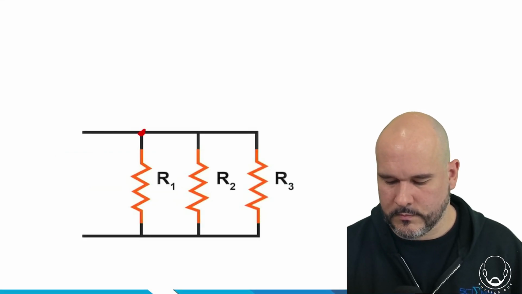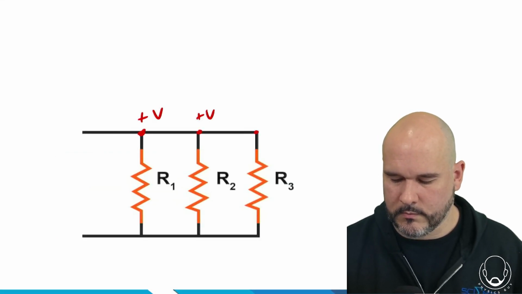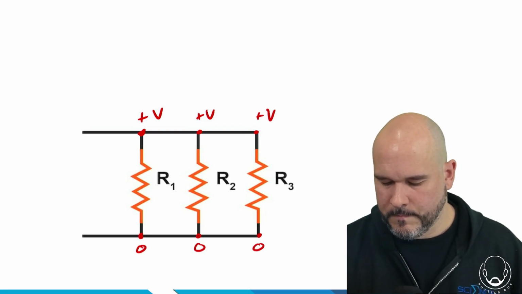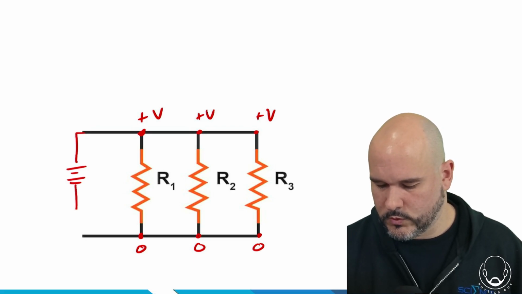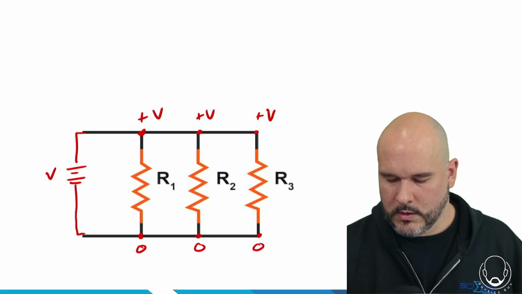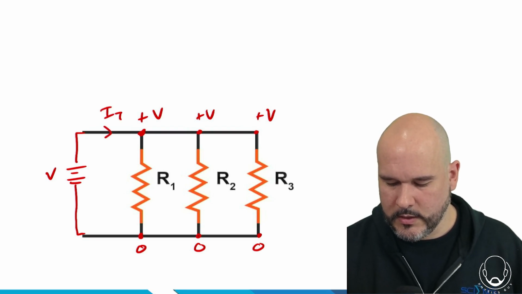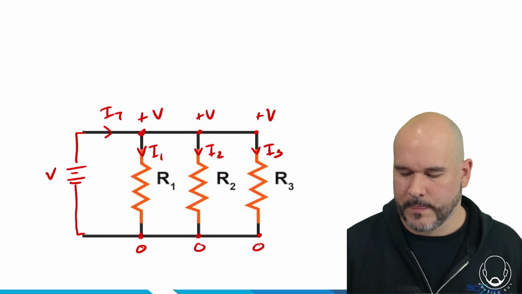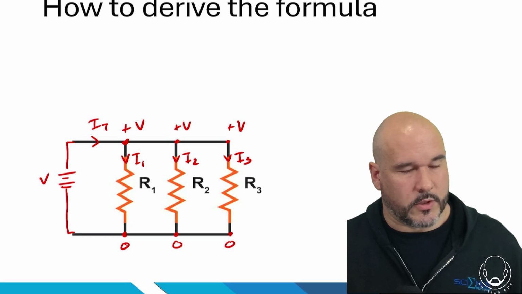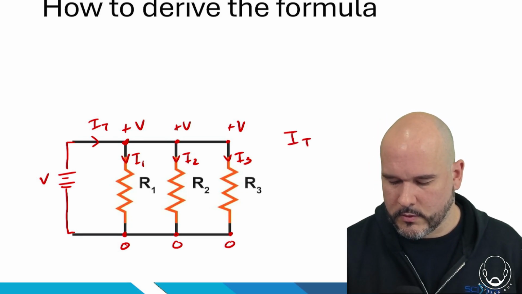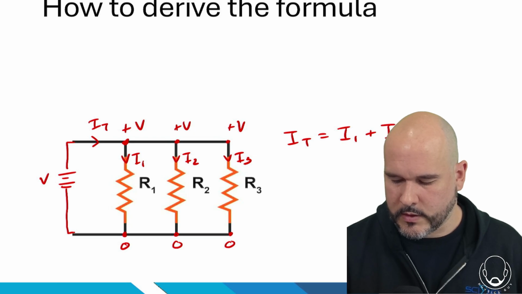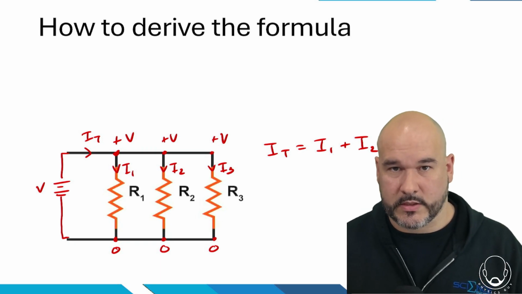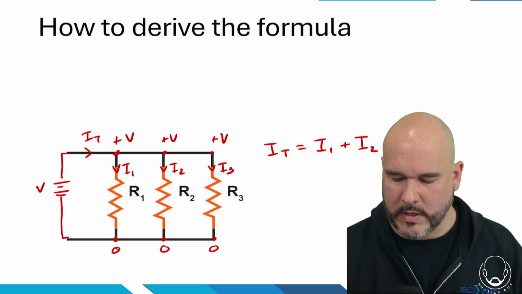Now let's actually go through and derive the equation. Once again, plus V, plus V, plus V, and 0, 0, 0, with our power supply V. Now we also say this is our total current IT, this is current I1, this is current I2, this is current I3. You've agreed with me that the total current is I1 plus I2 plus I3. If that makes sense to you, the derivation is going to make sense to you.